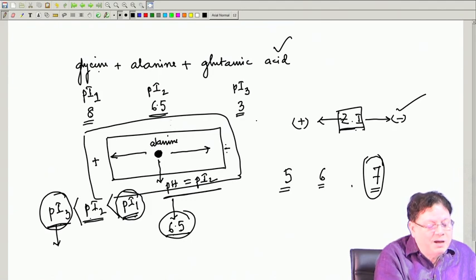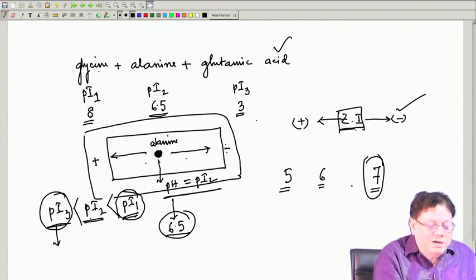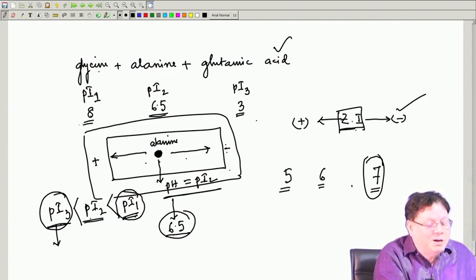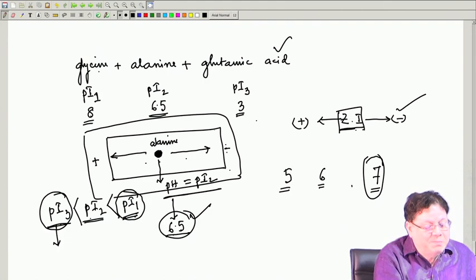So, I first apply the solution containing the amino acids in the middle. The one which has the pI in between the other 2, that means the middle one, which is 6.5, is alanine. So, I maintain the pH of the medium in which this paper or gel is immersed as the pI of the one in between the 2, between 8 and 3. So, 6.5 is the pH I maintain for the buffer system here, and then I apply the voltage.